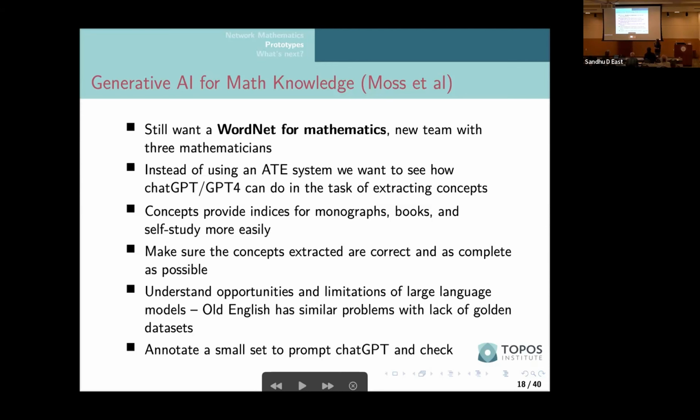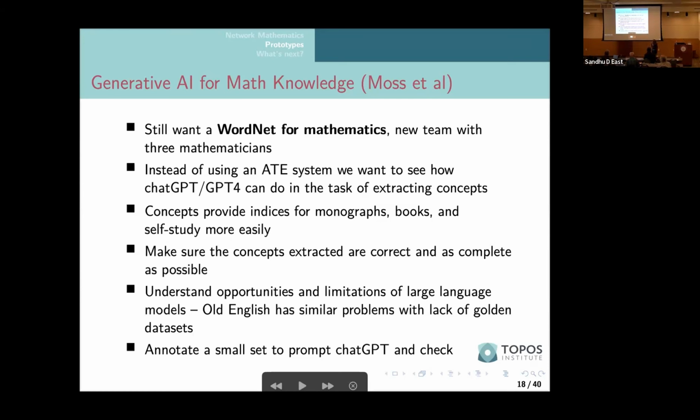But we still want a WordNet for mathematics. And so we have a new team with 3 mathematicians. Instead of using an AT system, we now ask ChatGPT and GPT-4 to do the task of extracting the concepts. And as I was saying, this would be very useful if we can get it completely done, because it would provide indices for monographs, books, and self-study.